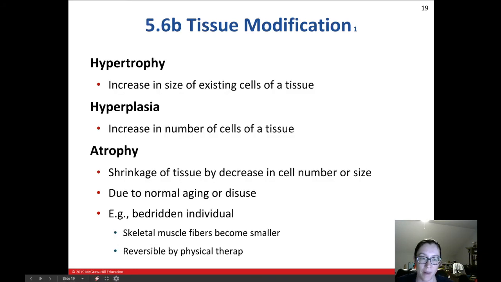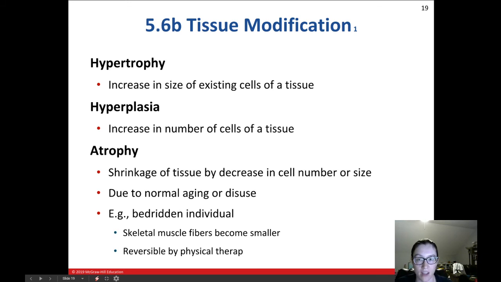All right, now the last part of this is going to be a lot of terminology associated with tissues. And especially this first part is tissue modification. So if we modify a tissue, we can use these different words, or if the tissue becomes modified, these words can describe the changes in those tissues.